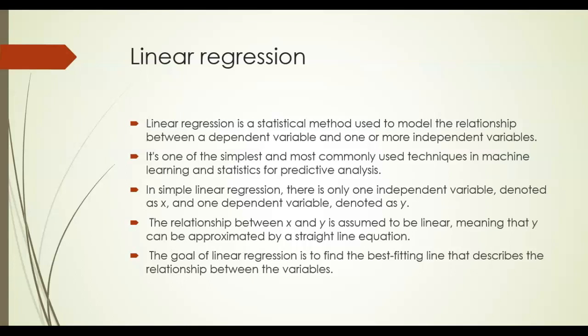So, in linear regression, we have one independent variable denoted as x and one dependent variable denoted as y, and the relationship between x and y is linear, meaning that we can approximate the relationship with the help of a straight line. A straight line represents the linear relationship. The goal of linear regression is, based on the given data, to find the best fitted line which can fit our data. So we are finding a relationship between x and y.